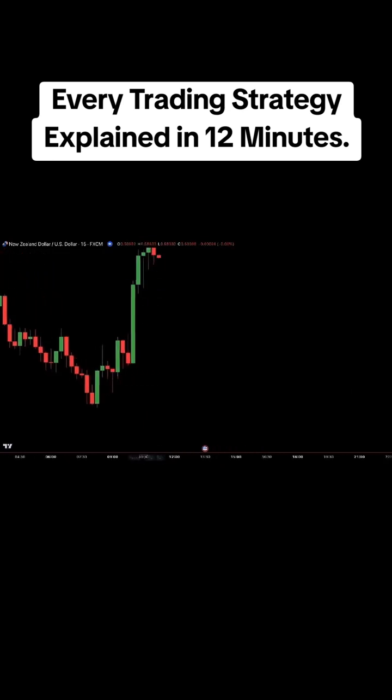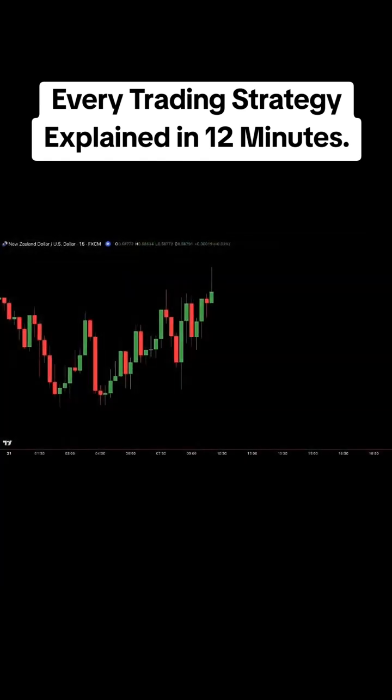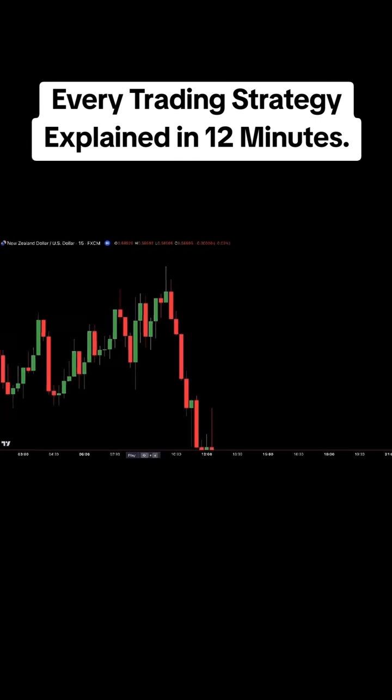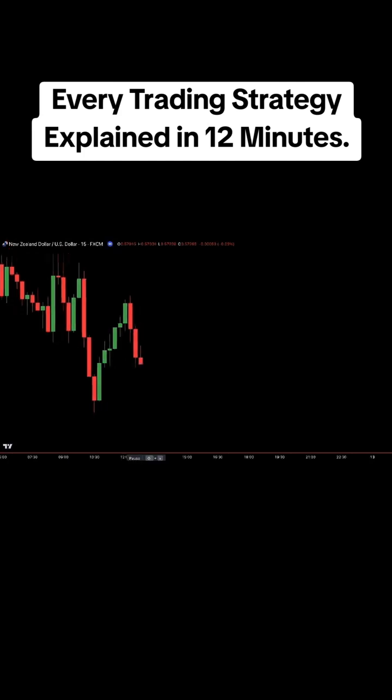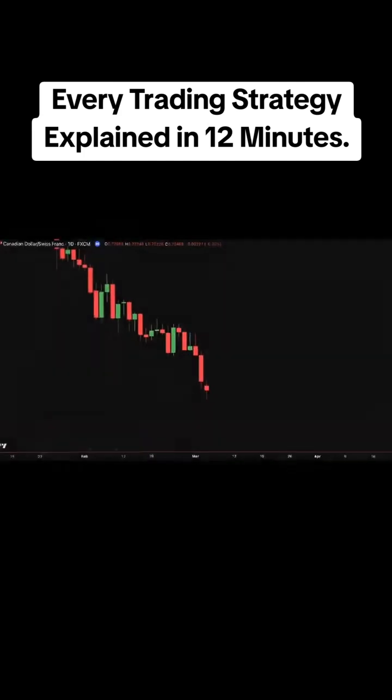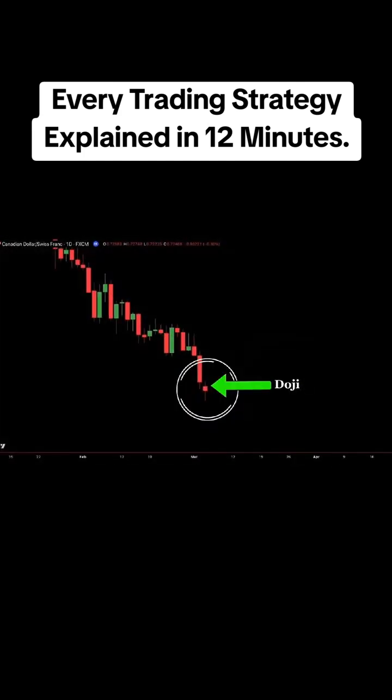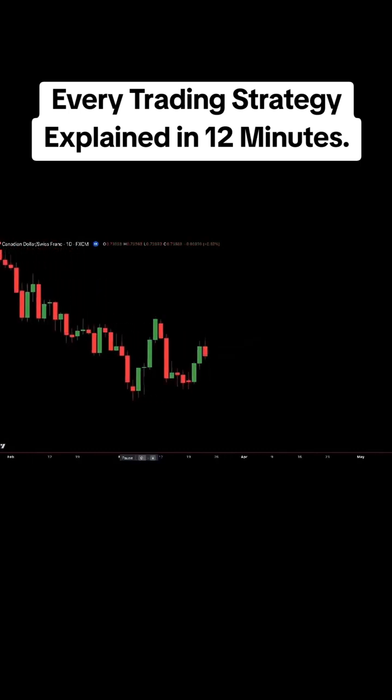indicating strong buying momentum. On the bearish side, the shooting star, with a small body and long upper wick, often signals a potential downward reversal. Similarly, the bearish engulfing pattern features a bearish candle engulfing the prior bullish candle, reflecting strong selling pressure. The doji, a candle with little to no body, signals market indecision and can indicate a reversal or continuation depending on the context.